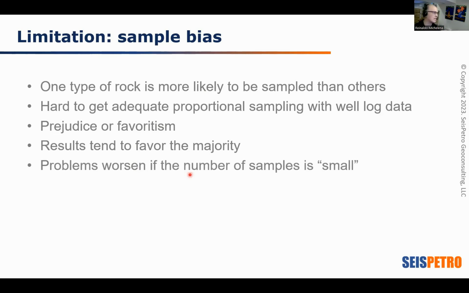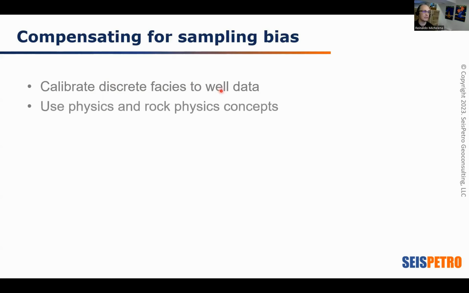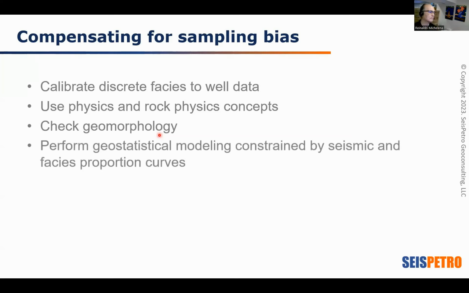Okay, how do we compensate for these biases? Well, calibration is very important. We calibrate the discrete facies to well-logged data, as I showed in the previous example for the conventional gas reservoirs. We have to use physics and rock physics concepts as well, and make sure that the results make sense. We have to check the geomorphology and make sure that the results also make sense from the geological point of view. And we could also perform more elaborate geostatistical modeling constrained by seismic data and facies proportion curves.